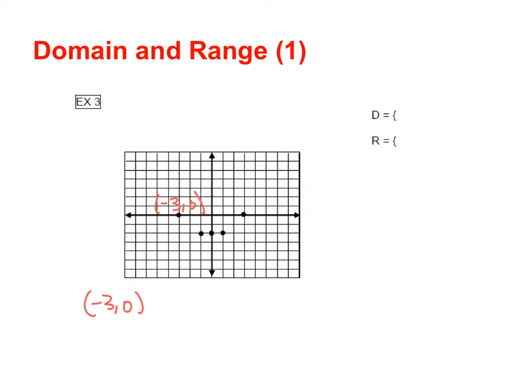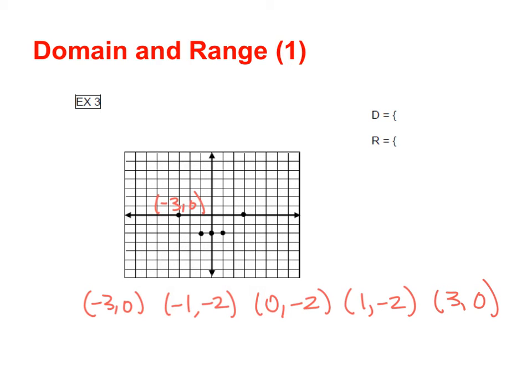-3, 0. Now this point right here, to the left 1, down 2, is -1, -2. Then we didn't go left or right at all, but just down 2, so that's a 0, -2. And then we go to the right 1 and down 2, so that's 1, -2. And then we go to the right 3, but we're not going up or down at all, so that's a 3, 0. Okay, so we have to identify the domain and the range.